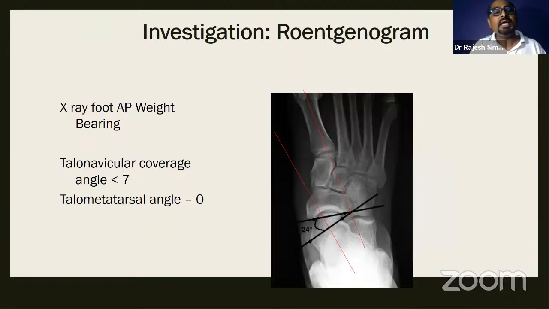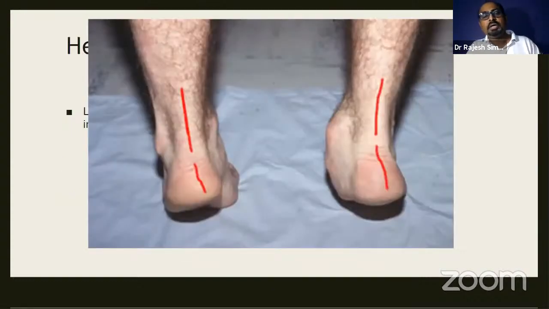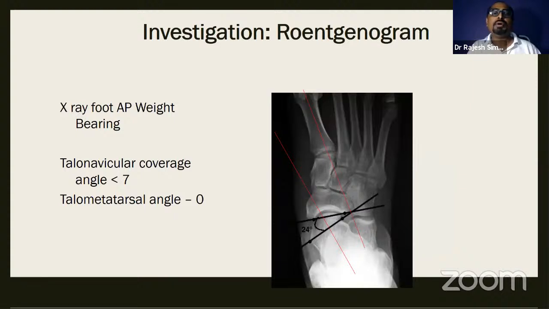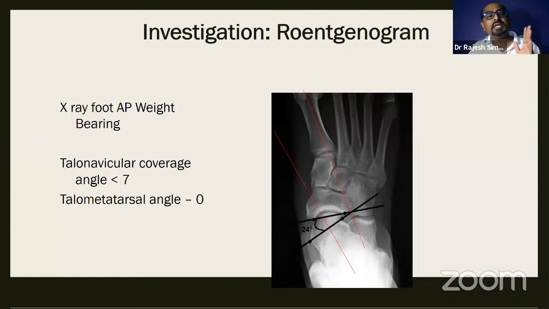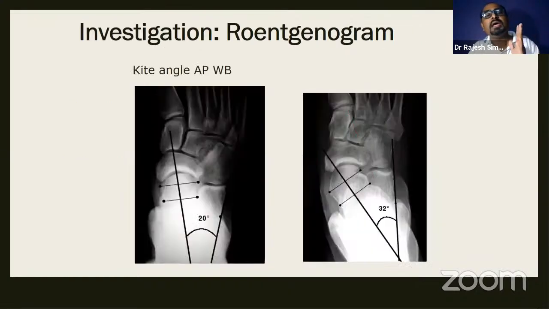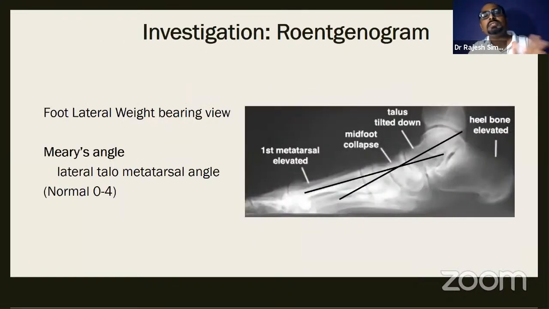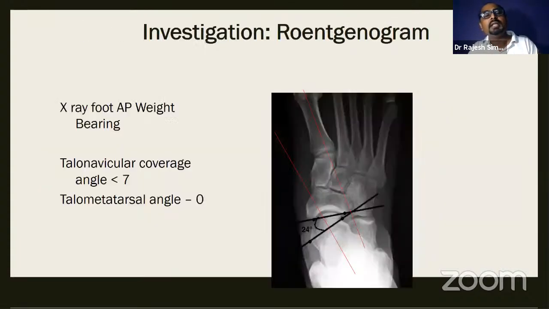So then Dr. Kamal Dureja already talked about the x-rays. I'll just go over it. We have the talonavicular coverage. So after the clinical examination, you have already made a clinical diagnosis. Now when the examiner asks, we'll say a weight-bearing x-ray. So x-rays in the AP and the lateral. These two are important here. And what are the things which you will look at in the x-ray? In the AP view, you look at the talonavicular coverage.